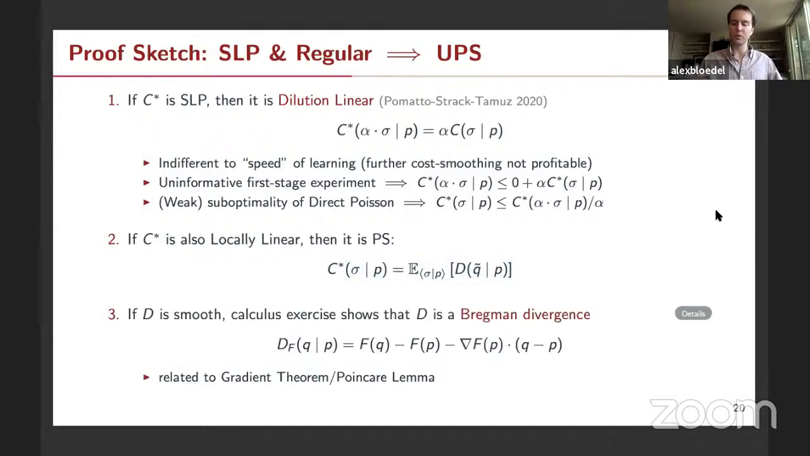The third step, which is really the bulk of the proof, is then a calculus exercise showing that if, in addition, the divergence in this posterior separable representation is smooth, then due to a kind of first order condition on this divergence implied by sequential learning proofness, the divergence must in fact be what's called a Bregman divergence, which means that it's generated in this way by some underlying potential function, which gives you the UPS representation that we desire. And this calculus exercise is basically just the gradient theorem or the Poincaré lemma relating path-independent vector fields to underlying potential functions.